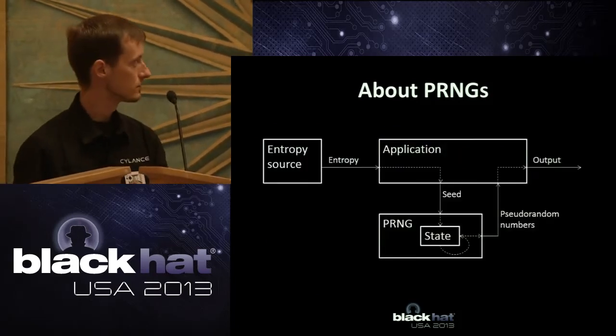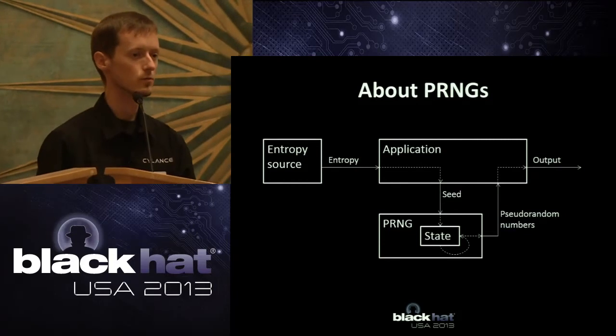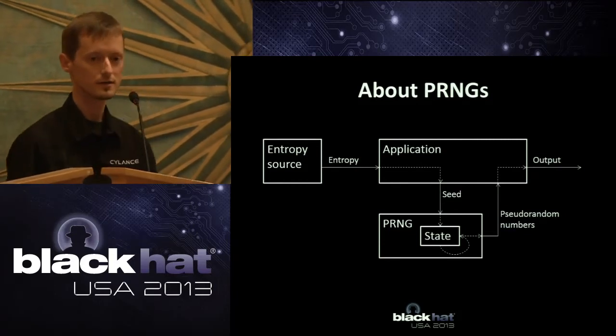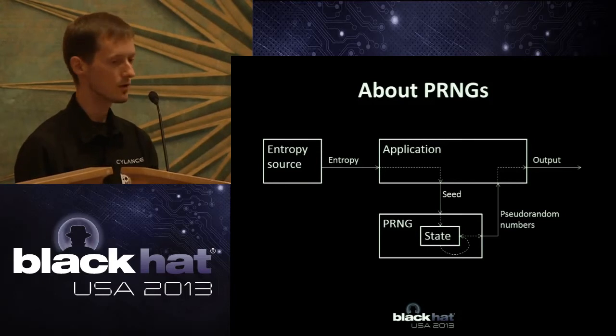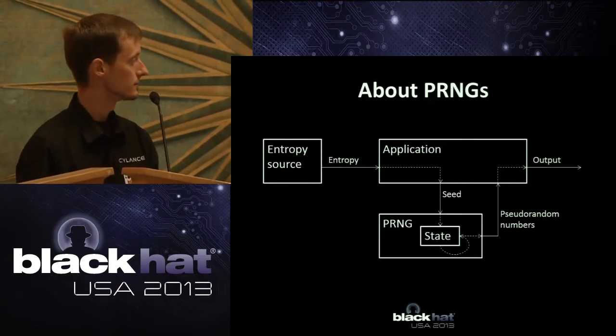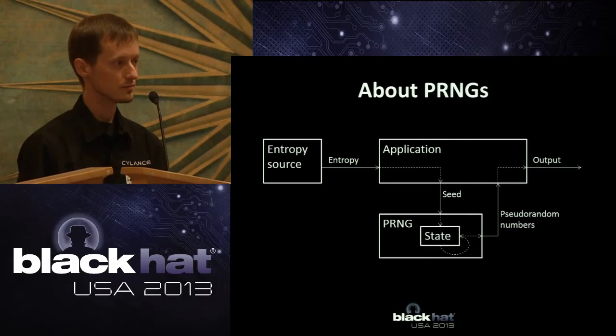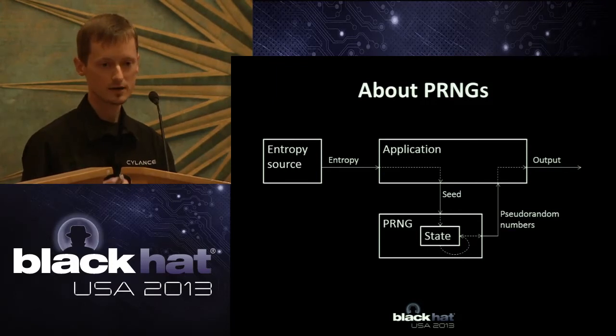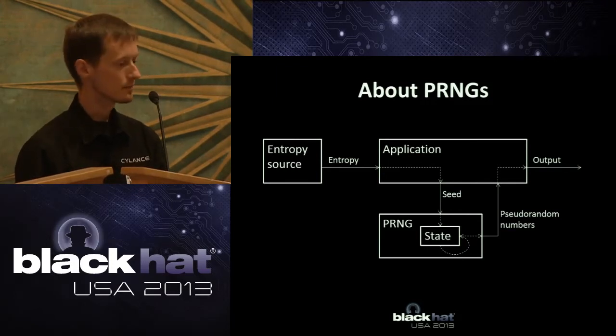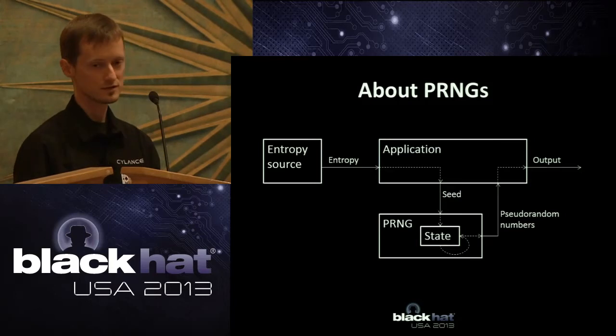This is a general sketch of what we conceptualize a PRNG being and how we consider it being used. It's a component. It has an internal state which just gets modified. It gets transformed as successive pseudorandom numbers are drawn out of it by the application. This application is just whatever code that uses a PRNG. It could be a kernel, it could be a web app, whatever.